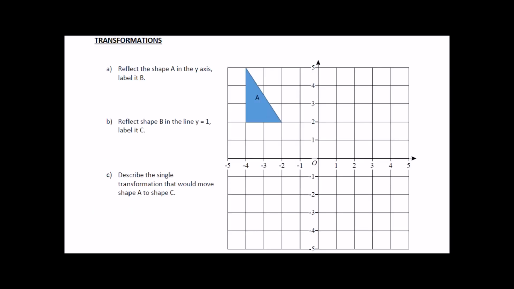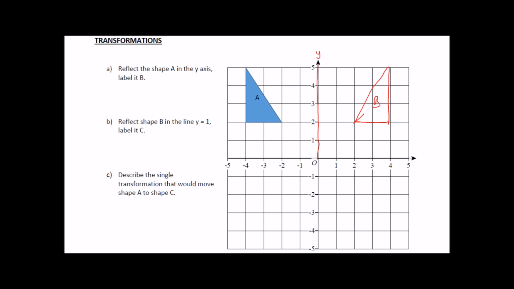Transformations. This is the most popular question on higher, where you've got to do a double reflection and then describe what a single transformation is. So on this one, it says reflect shape A in the y-axis. So the y-axis is this one here. So this is your line of reflection. So it's 2 squares away. So you're going to reflect it to be 2 squares away. And that's going to go like that there.